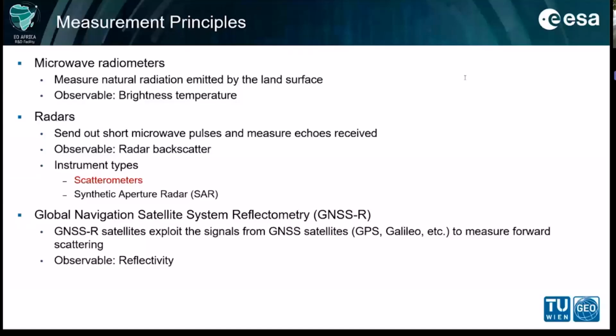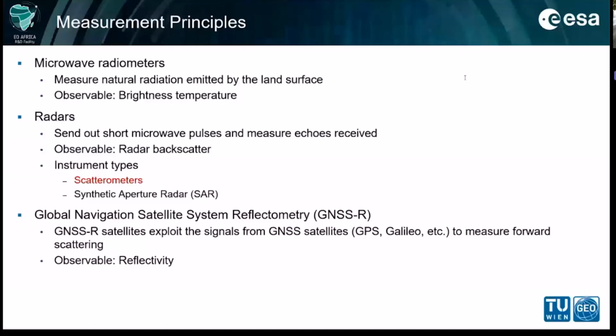The second group is radars, which send out short microwave pulses and measure the echoes that are received. In the case of radars, the observable is the so-called radar backscattering coefficient. Also when we use radars, there are different instrument types. The main types are scatterometers, which is the topic of this presentation, and there are also synthetic aperture radars that are very important.